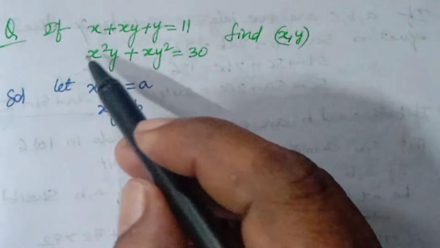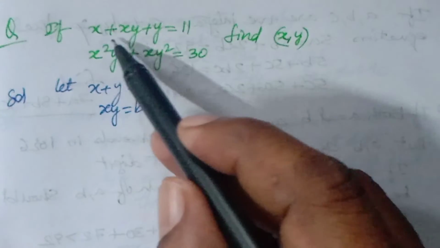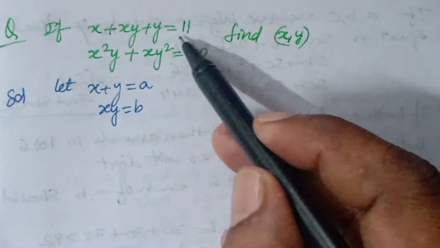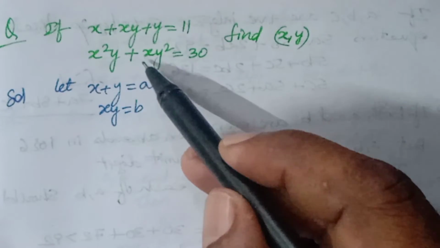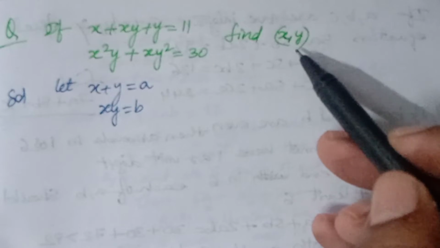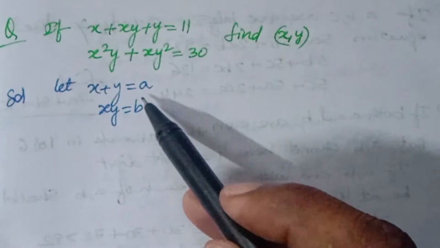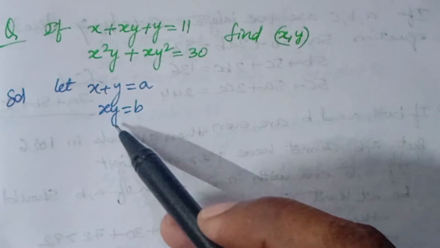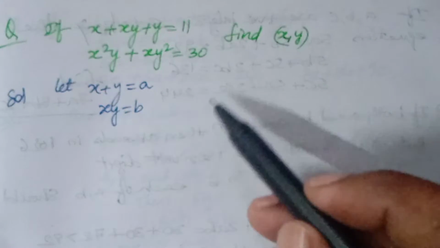Welcome to AyaansEasyMath. The question is given: if x plus xy plus y equals 11, x squared y plus x y squared equals 30, find x and y. Let x plus y equal a and xy equal b.